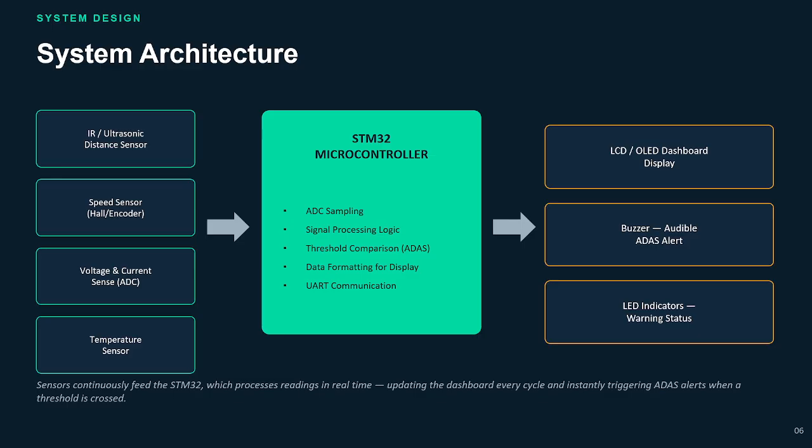So this is the overall architecture. You can see how all the sensors are connected here. The distance sensor, the speed sensor, and the voltage and current sensor feed the information into the STM32. The STM32 does all the processing: sampling through the ADC, running the logic, comparing the values to the thresholds, and then sending output to the display, the buzzer and the LEDs.